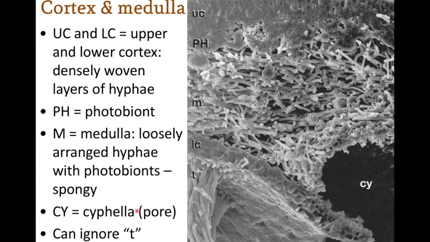And cyphella down here, this is the fancy word for the pore that allows the gas exchange that I talked about. You'll also see this thing called T here. We're going to ignore that. So M is medulla and PH is photobiont, obviously. So again, just to show you in a bit more detail, the structure, and in particular the tightly woven hyphae of the cortex and the loosely woven hyphae of the medulla, and that's where the photobionts hang out.